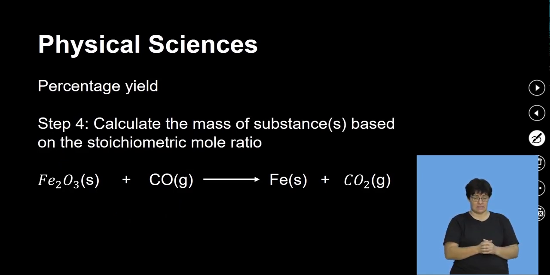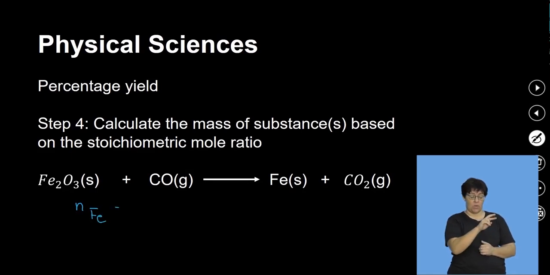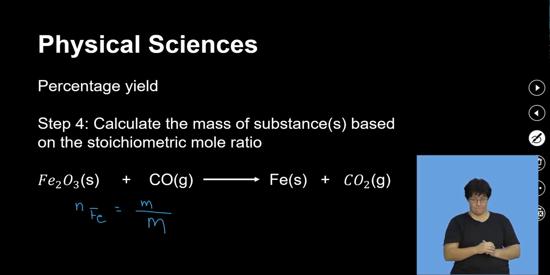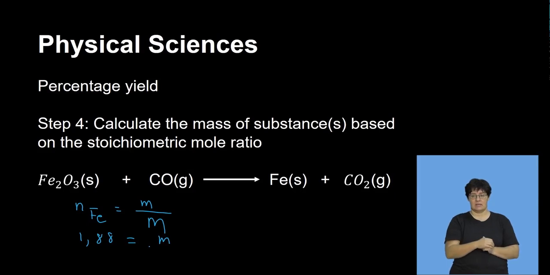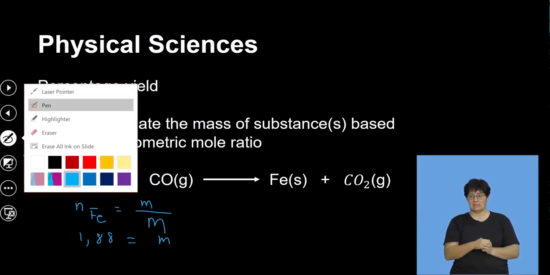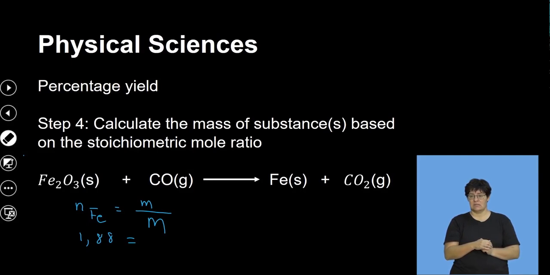What is the next step after that? We want to calculate the mass of the substance based on the stoichiometric ratio. We know that the number of moles of iron is equal to the mass of the iron that will be formed divided by the molar mass. So what do we have now? We've got the number of moles, which is 1.88. This is equal to the mass we want to find, the mass of iron, which is what we have to get at the end, divided by the molar mass of the iron.